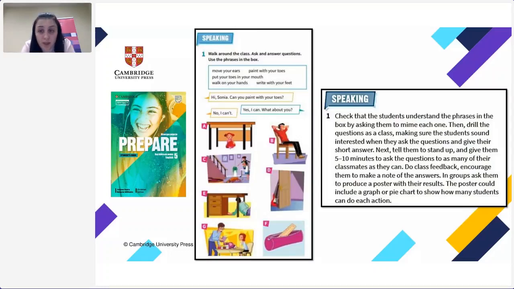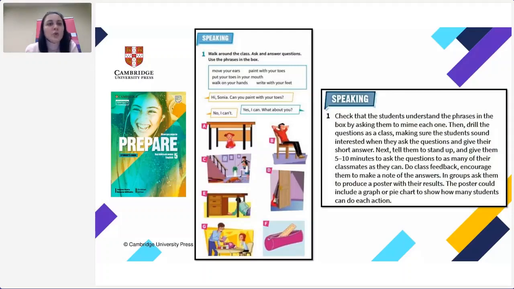Do class feedback, encourage them to make a note of the answers. In groups, ask them to produce a poster with their results. The poster could include a graph or pie chart to show how many students can do each action. So you can see the fully described task.